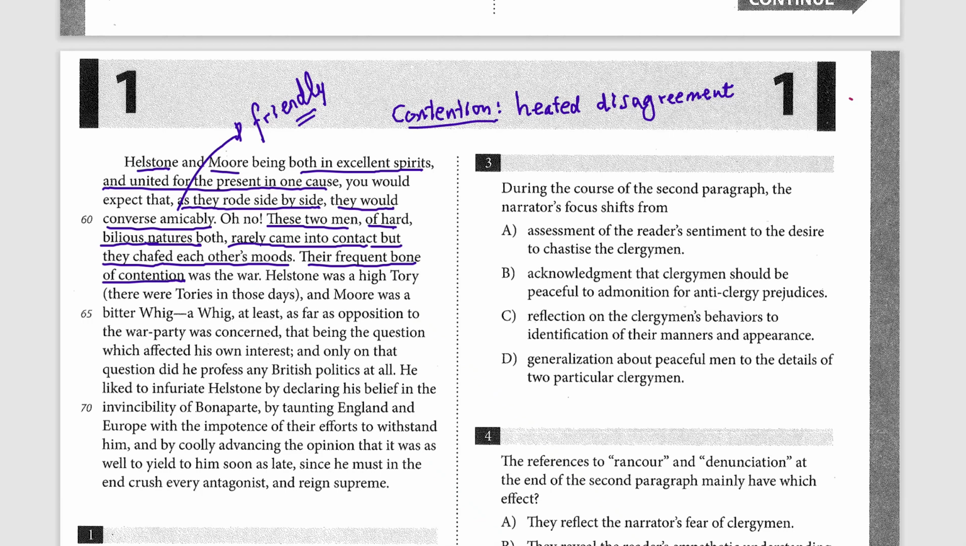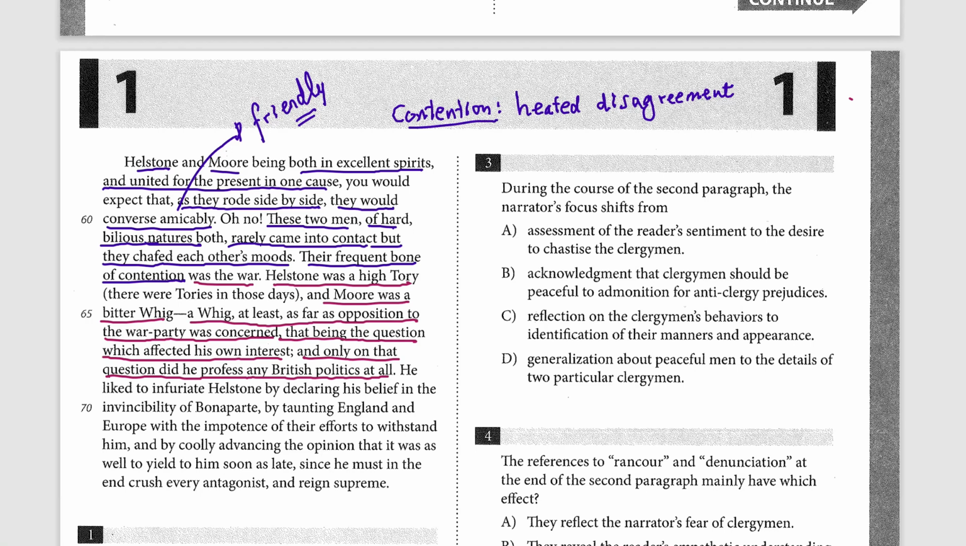خلاص كده؟ was the war. ايه هي الوار؟ كانت حرب ما بينهم. Hellstone was a high Tory. خلاص. And Moore was a bitter Whig. ودول كأنهم يا شباب خدوها بقى كأنهم يعني أحزاب معينة، أحزاب سياسية whatsoever. A Whig at least as far as opposition to the war party was concerned. خلاص كده. That being the question which affected his own interest. And only on that question did he profess any British politics at all.